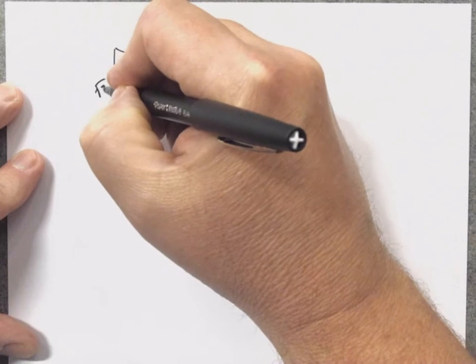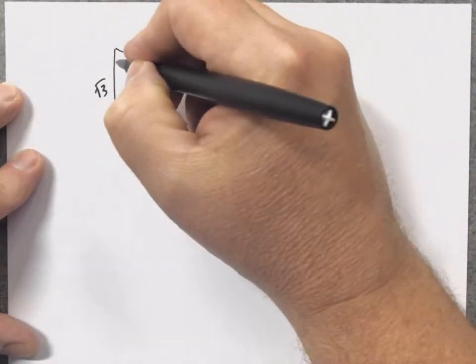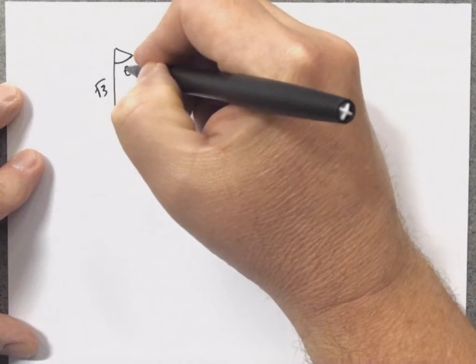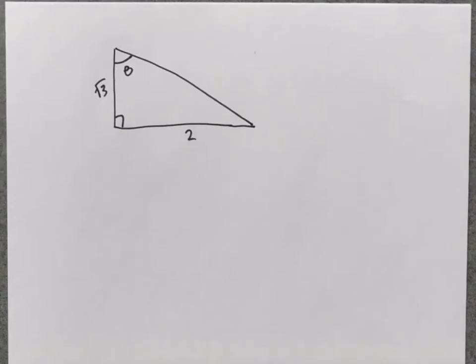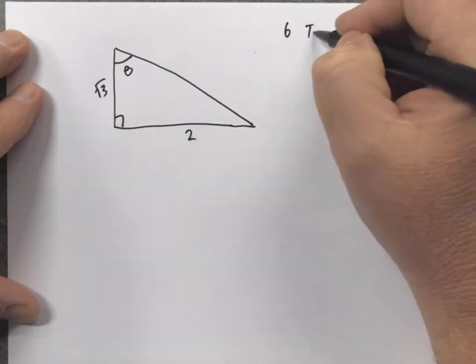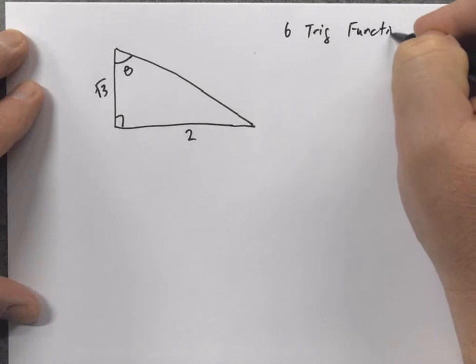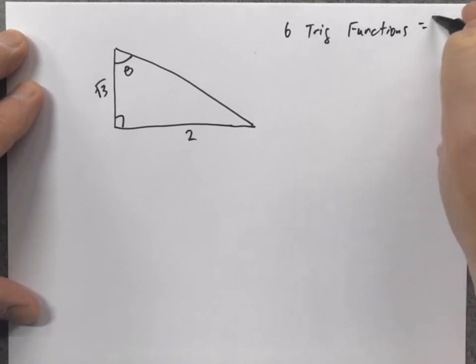So this side's length is square root of 3, this side is 2. And in this case, we're interested in this angle up here. And we're asked to find all six trig functions.